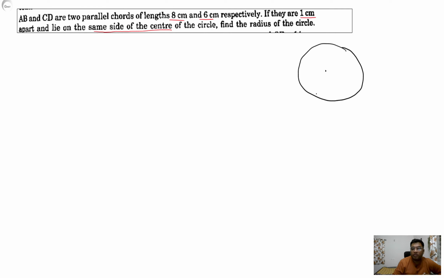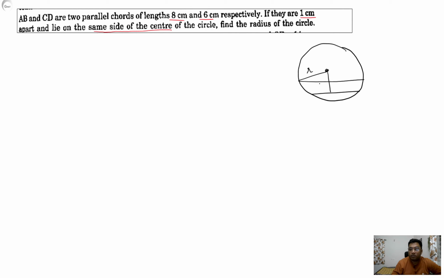So we have the center here. So the two chords they are talking about is this. One is 8 centimeter and one is 6 centimeter and they lie on the same side of the center. So either below the center or above the center, but on the same side. They can't be on either side of the center. So what we do, we draw the diagram like this.